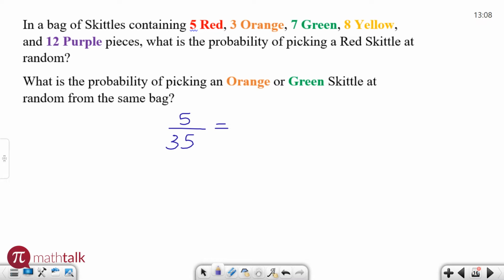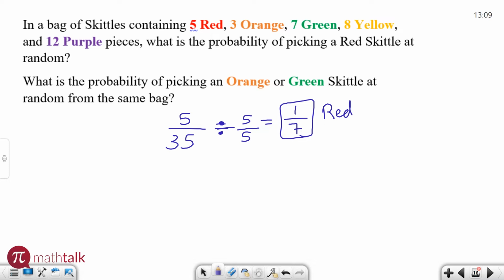I need to check to see if I can reduce that because your answer choices are most likely going to be reduced fractions. And so 5 and 35 can both be divided by 5. So I'm going to go ahead and actually draw that out for you because that's what I'm reducing it by. 5 divided by 5 is 1 and 35 divided by 5 is 7. So the probability of picking a red Skittle at random is 1 out of 7.